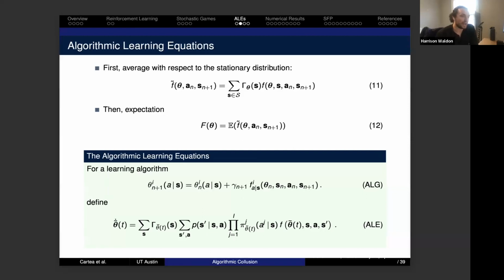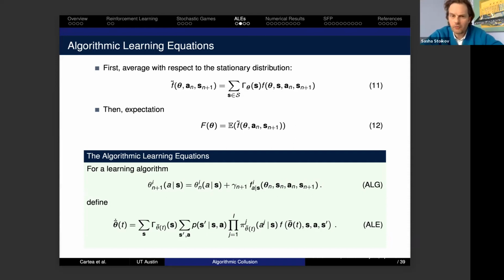So what we end up with is a system of ODEs written here, which we call the algorithmic learning equations. And the vector field might look foreboding, but it's really just a conditional expectation with respect to the stationary distribution, and then an expectation with respect to policies.